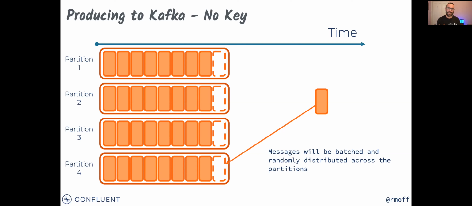This changed in Kafka 2.4, I believe. It used to be a round robin assignment. Now it's to do with batching and stuff like that. But it ends up eventually nicely balanced out across those partitions.